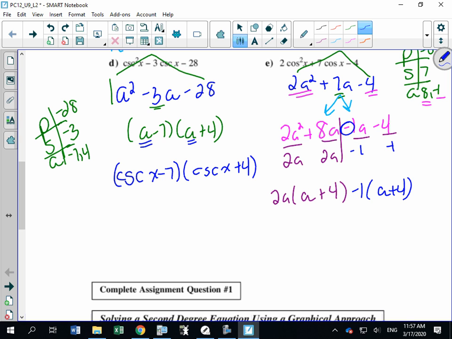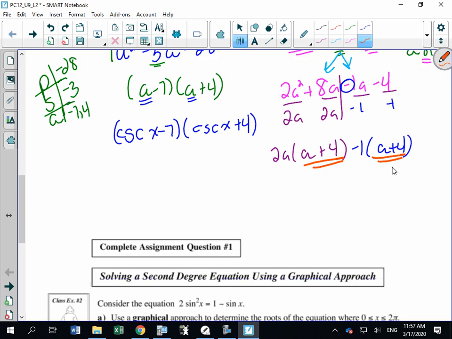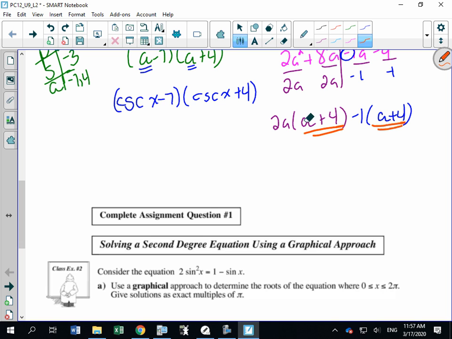The nice thing about PSA 2 is there's a check involved, and the check is this guy here. These two brackets will always be the same if you factored correctly. So if these two brackets are different, you made a mistake in your factoring. But because they're the same, I'm going to factor out that A plus 4. And my second solution is whatever's remaining: 2A minus 1, or I should say my second factor.